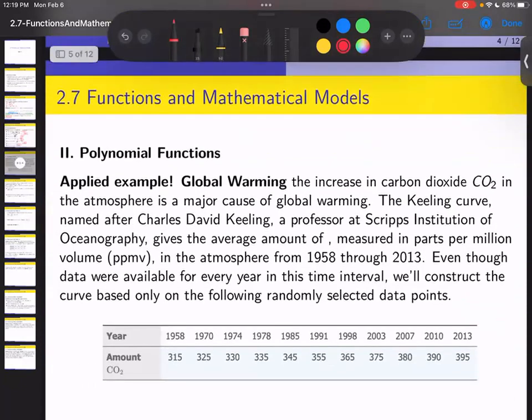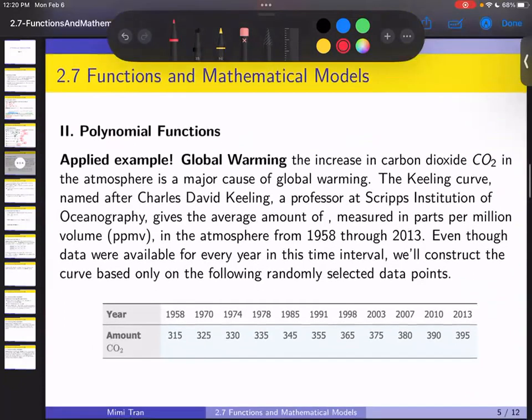Let's take a look at this example. Global warming. Do you believe in global warming? The increase in carbon dioxide in the atmosphere is the major cause of global warming. There are other gases too, like methane, right? But CO2 is the major gas that causes the greenhouse effect.